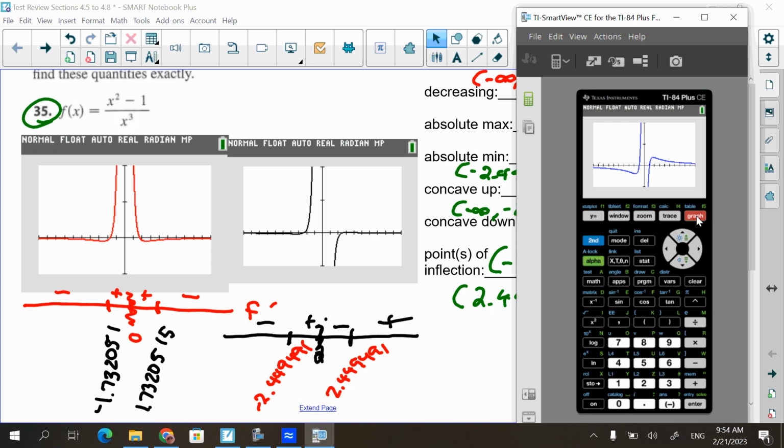Now, the inflection point, is it going to be the same? Like, this original function is an odd function. If you flip it upside down, it's the same. So when I get this y value for this point of inflection, it's going to be the opposite sign over here. Or you could go find it.